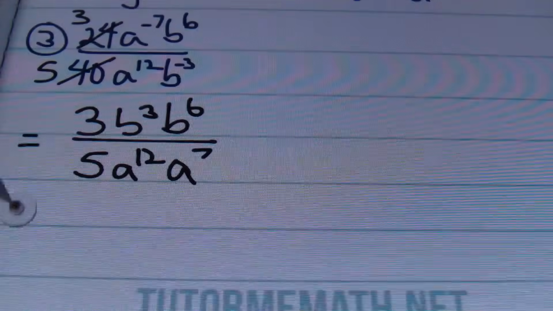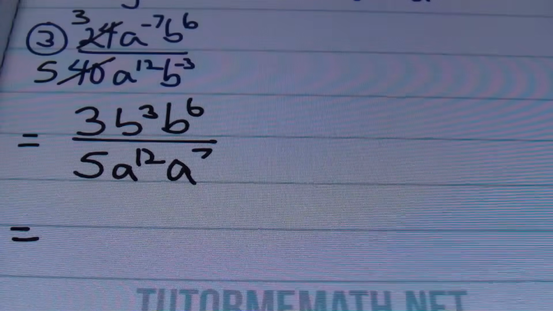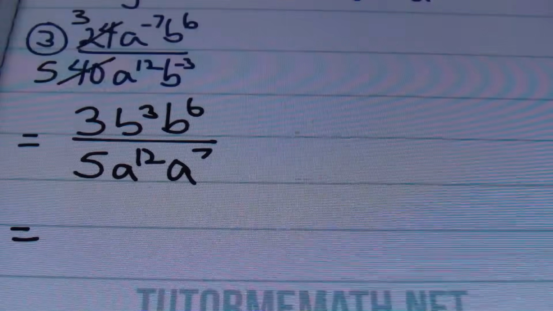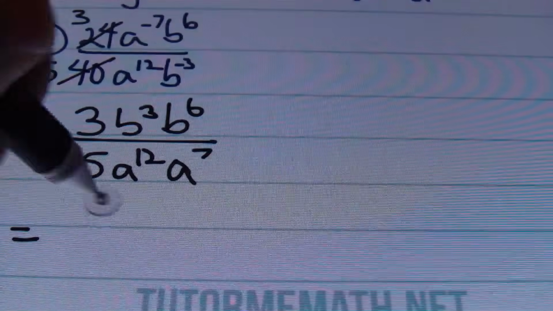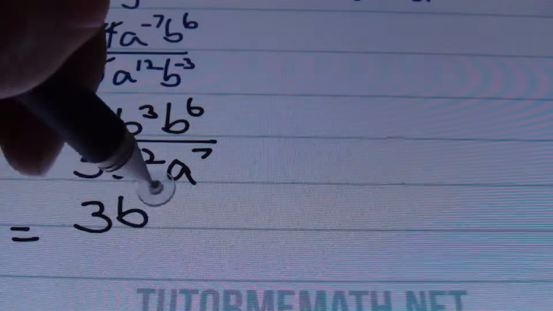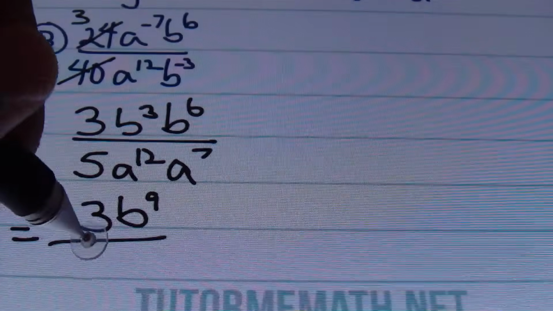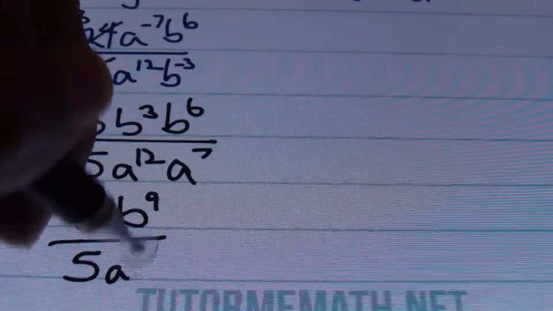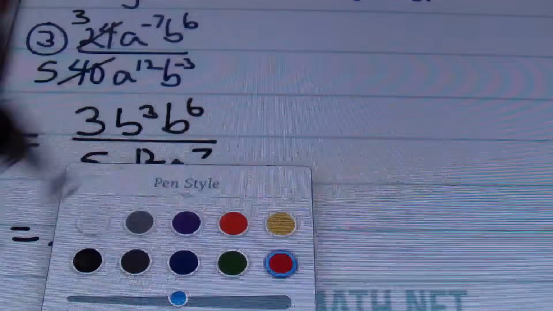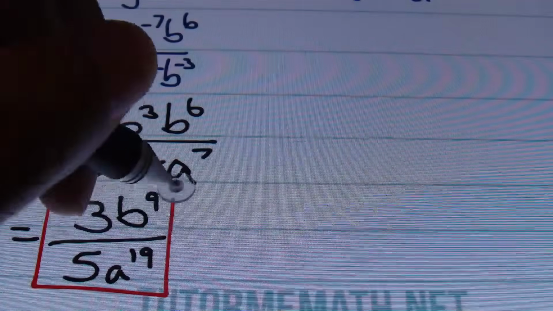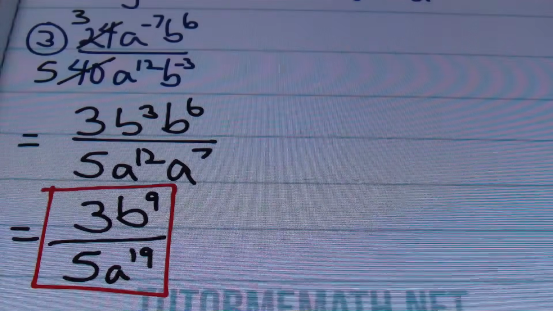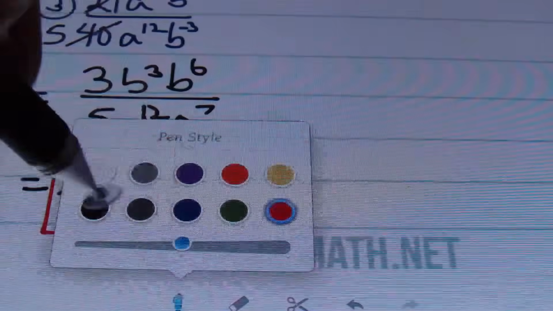So now that I have this result, I can continue to simplify this problem by combining these like bases in the numerator and the denominator. So you'll end up with 3b to the 9th power, multiplying like bases, add the exponents, and in the denominator I have 5a to the 19th power. And this is the answer. Done and done. 3b to the 9th power over 5a to the 19th power. And that's the answer. Just like that.